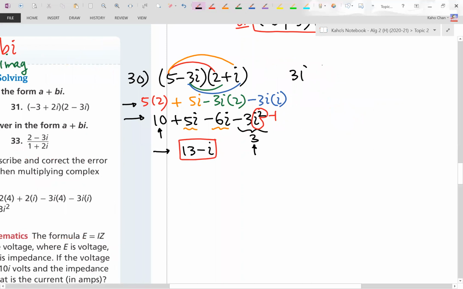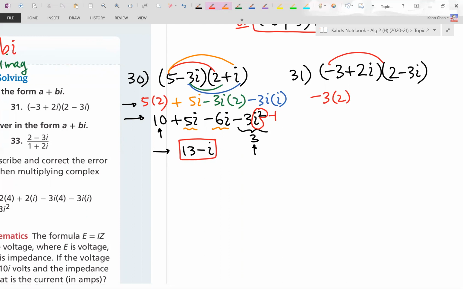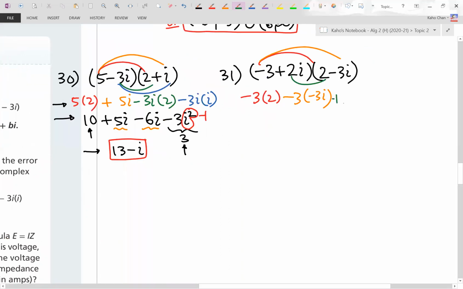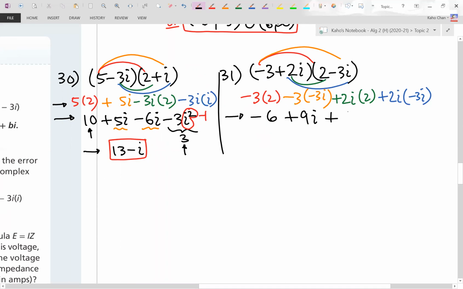31 is next. Let's crank that out. It's another binomial. Same process, probably similar results. Now let's FOIL that. Here we go. Okay, just the first terms, outer terms are next. Inner terms are the third. And last terms are last. Clean that up. Watch out for your double negatives right there, and clean that up carefully.